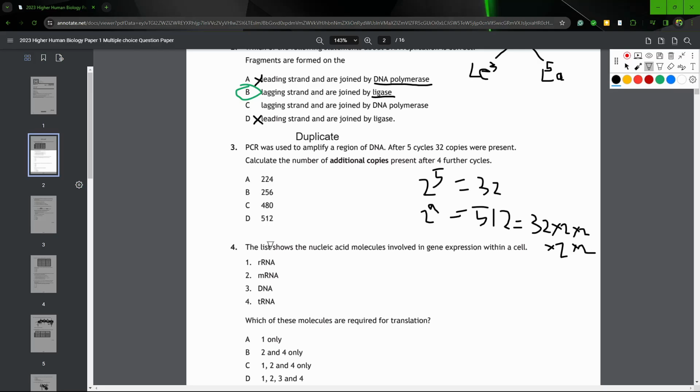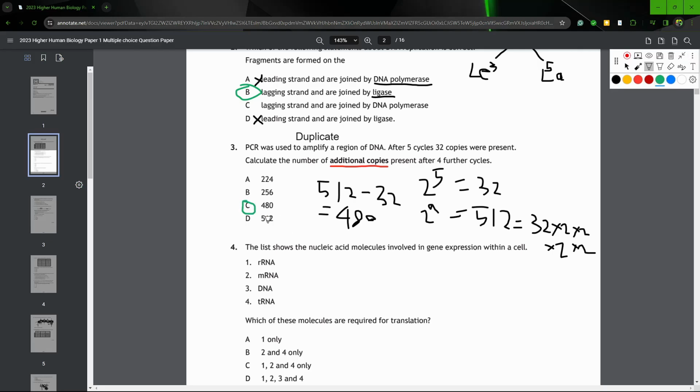So 512 must be D then. Oh ho ho, wrong. Because remember, additional copies, which means we do not include the original 32. So we actually go, oh man, this is getting a bit of a mess, isn't it? We're actually going to take away 32 from 512. And what does that get us? Yeah, that's right. 480, if you can read that. So it's going to be C.